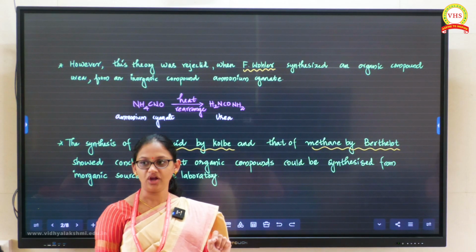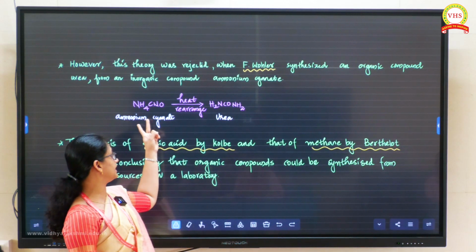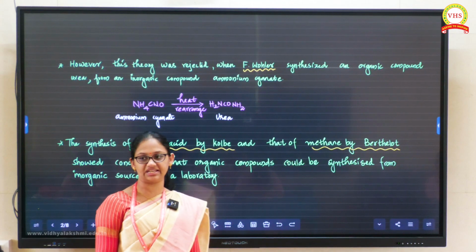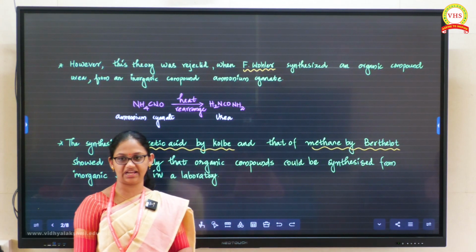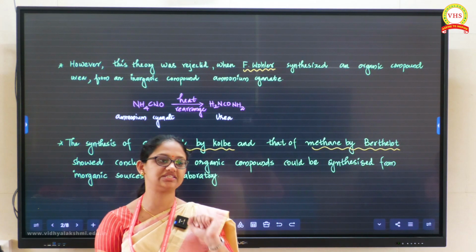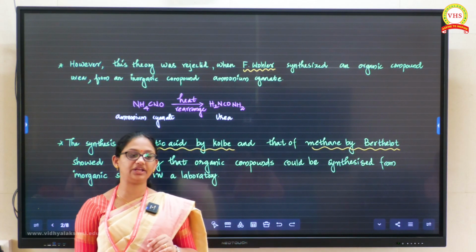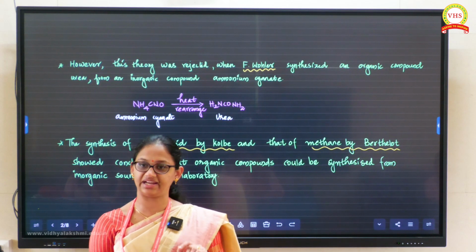H2NCONH2. Only the atoms were rearranged. Here, 2 nitrogen atoms in ammonium cyanate, and here also 2 nitrogen atoms. How many hydrogen atoms in urea? 4 hydrogen atoms, 1 carbon atom, and 1 oxygen atom. So F. Wöhler synthesized an organic compound, urea, from an inorganic compound, ammonium cyanate.